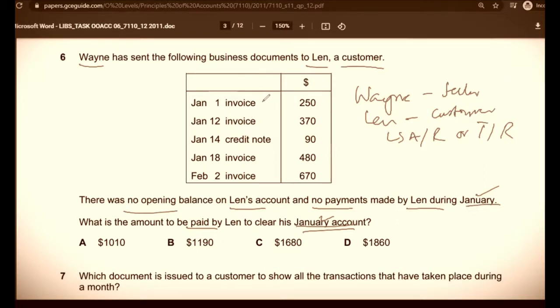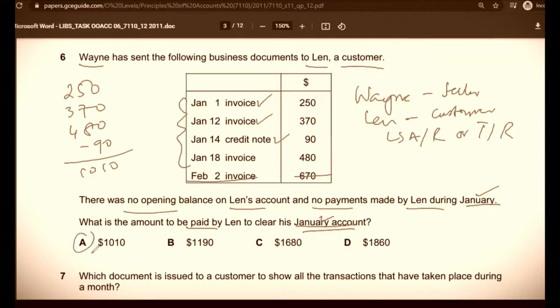The company sold goods worth $250 on 1st Jan, then on Jan 12th, and then there was a credit note on Jan 14. So we are only concerned about January transactions. We would disregard the February transaction. Since this is an accounts receivable, 250 plus 370 plus 480 minus 90, and the total that you would get here is 1010. So the correct answer to multiple choice 6 is option A.